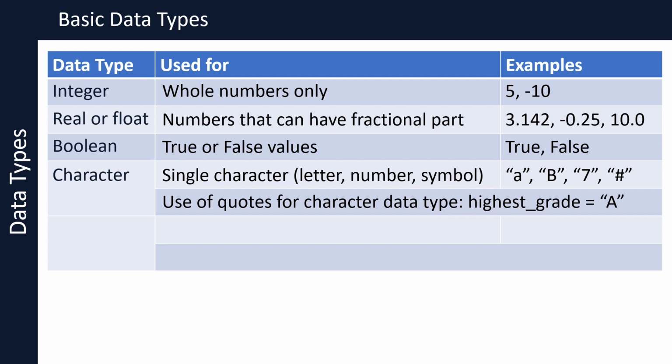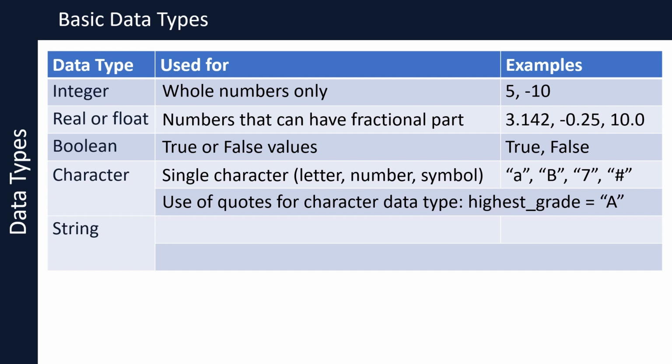To assign a character to a variable or a constant, quotation marks are used to indicate the value to be assigned as a character. For example, highest_grade equals "A" in quotation marks. The quotation marks used could be single quote or double quote, depending on the programming language.